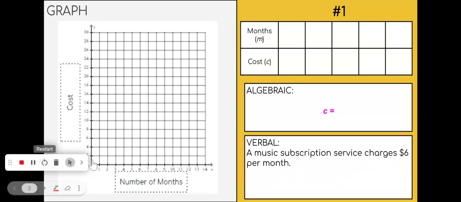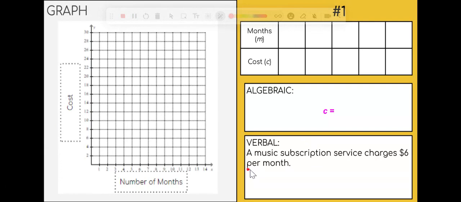Now, when you see this word here, per, that is a sign for your variable. That's a red flag for your variable because we don't know how many months. That's 1 month. Every month you get charged $6. So is it 1 month or 5 months or 6 months? How many months? When you see that per or for each month, same thing, that indicates that missing variable. We don't know how many months. But if we do know how many months, you could then figure out how much your subscription costs.